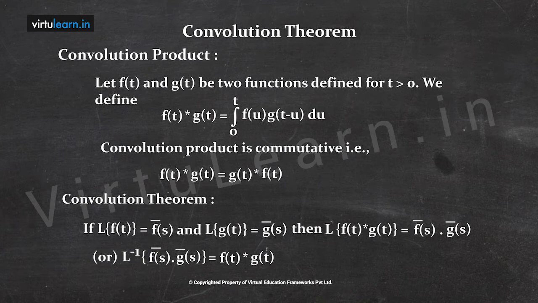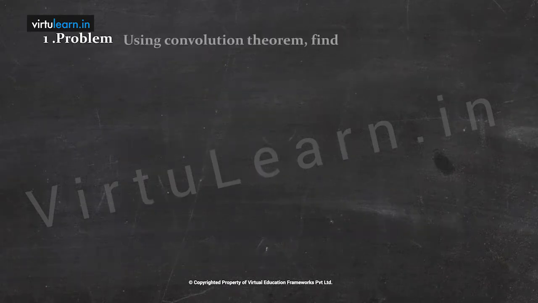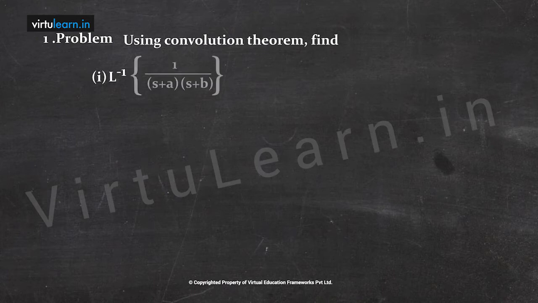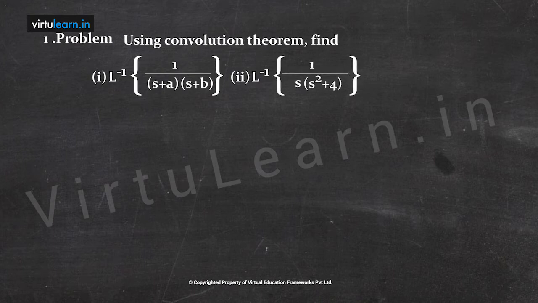Let me solve some problems on the convolution theorem. First problem: using the convolution theorem, find L inverse of 1 by (s plus a)(s plus b). Second problem: L inverse of 1 by s(s square plus 4). Observe that in the first problem we have two functions. Now I will solve the first problem.